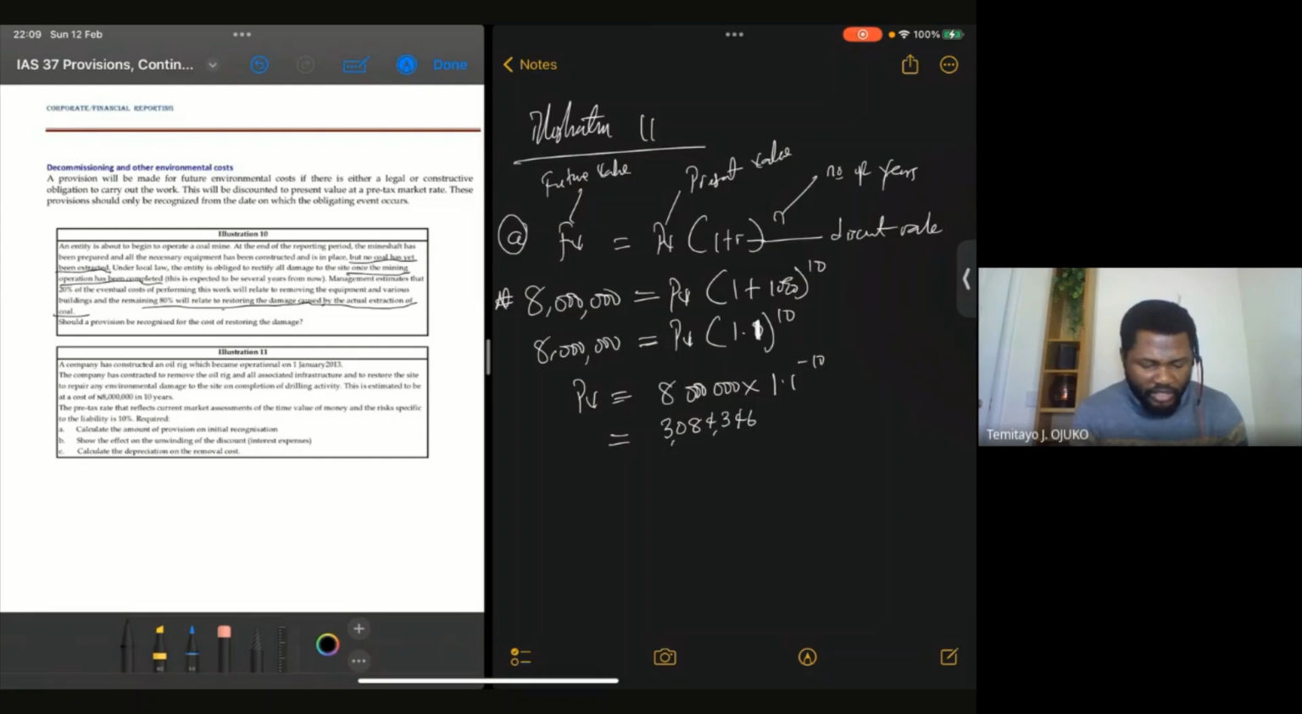Let me just recheck that to be sure that I'm correct. 8 million times 1.1 raised to power minus 10. Yeah, so that's very correct. So this is the present value and this is our provision.